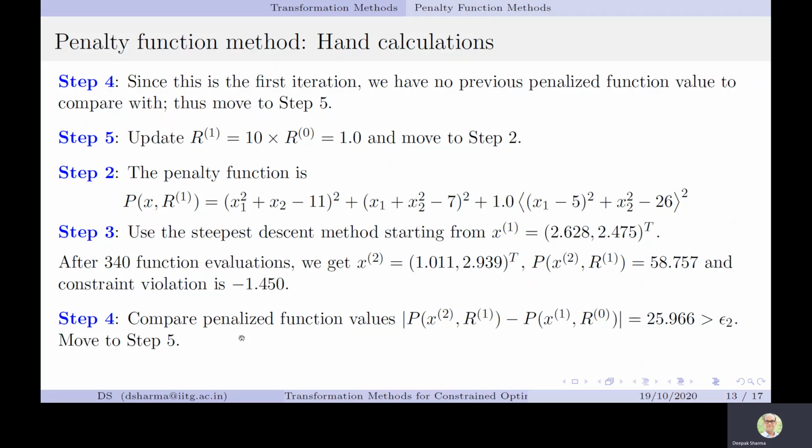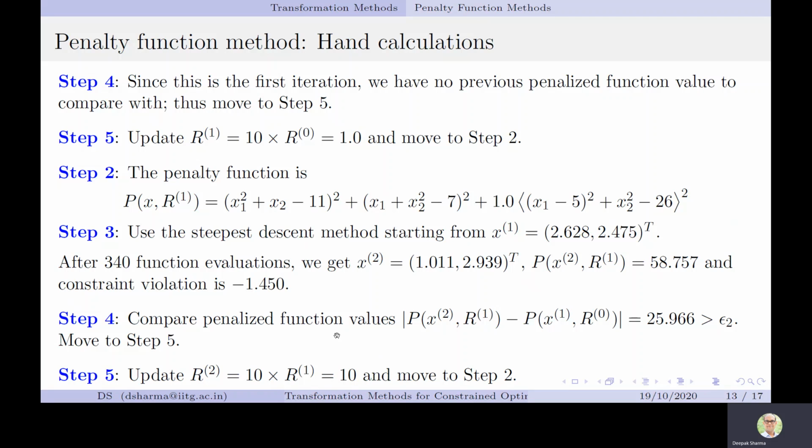Now let us compare the penalized function value in step 4. As you can see, P(x2, R1) minus P(x1, R0). So we are comparing the penalized function value, which is 25.966. It is already a large value, so we are going to move to step 5. In step 5, we have to again increase the value of R. So R2 is equal to 10 times R1. Then we get 10 and we move to step 2.